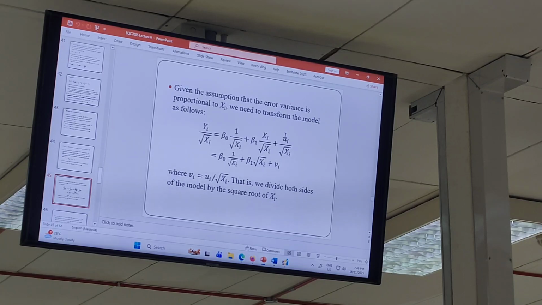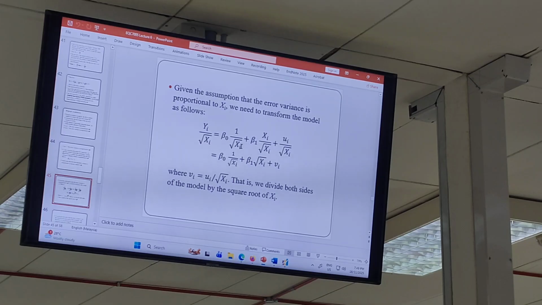Just now I mentioned that if you have, let's say, y as consumption and you have x1 and x2, and one of the x's is income. Just like the example before, higher income will produce a higher spread of error. When x2 is the variable causing this, you divide by the square root of x2. So you have beta 0 plus beta 1 x1 divided by the square root of x2, and then another variable, beta 2 x2 divided by the square root of x2 as well.